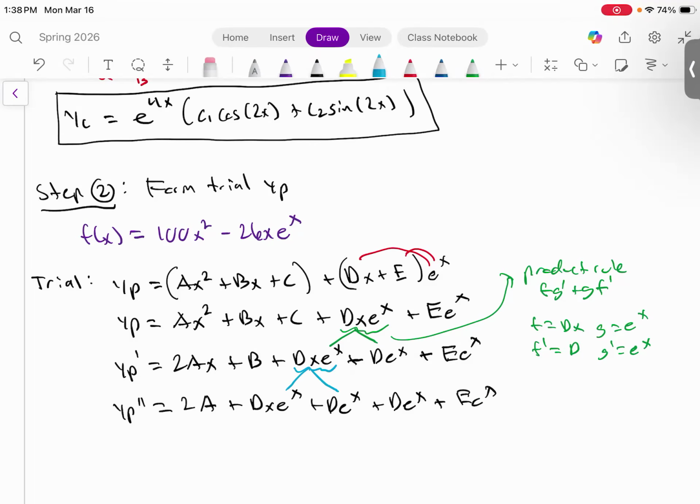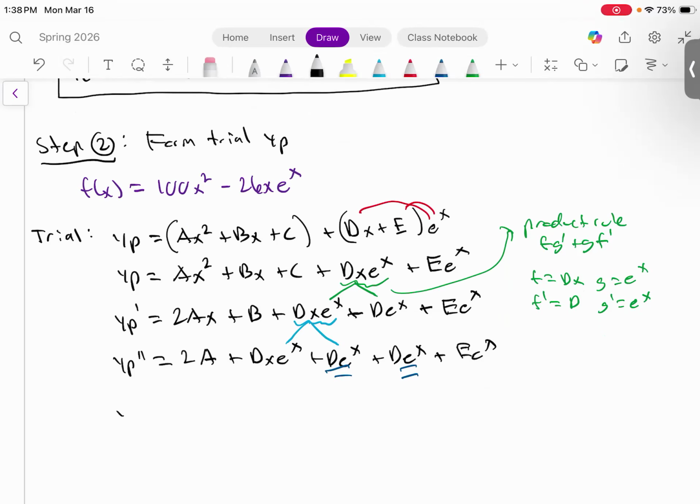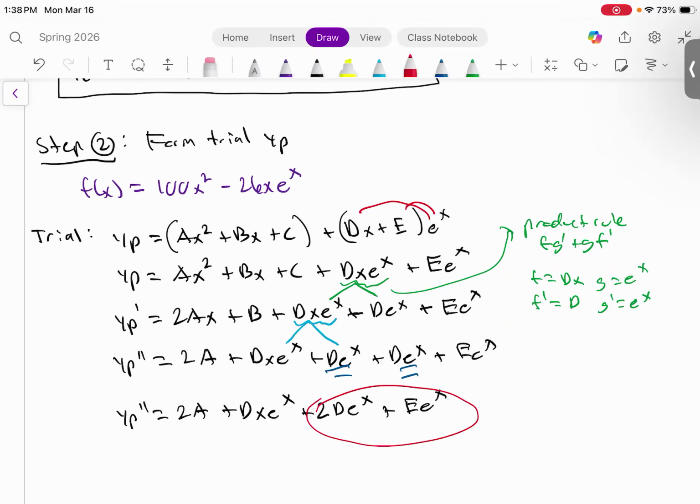Okay, so almost there. We can clean up a bit. We have two d e to the x's here. We could add those up and we can get 2a plus dx e to the x plus 2d e to the x plus e to the x. Okay, so be careful. We don't want to try to combine these because they have different coefficients with the d and e. Remember, we're trying to solve for d and e, so we don't want to eliminate any possible coefficients.